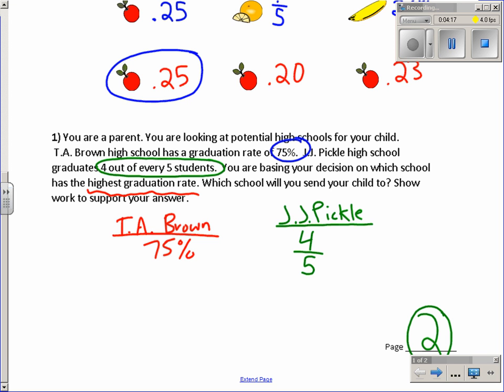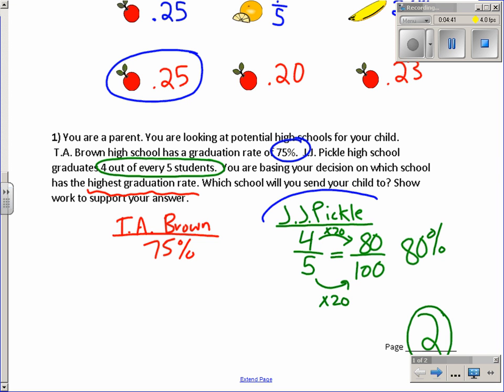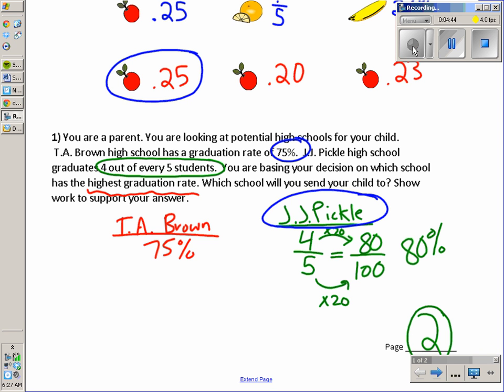Alright, so I think I can go ahead and convert this fraction into a percent using our percent proportion. I'm going to go ahead and set this equal to 100. We know that anything out of 100 is a percent. We've got a multiplier here of 20. So let's go ahead and multiply that by 20. Our numerator is 80. So J.J. Pickle has a graduation rate of 80%. You're going to send your child to the one that has the highest graduation rate. So guess what? Your child is going to J.J. Pickle High School. Alright, that was an easy one.